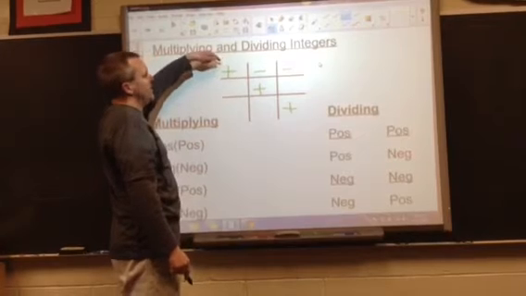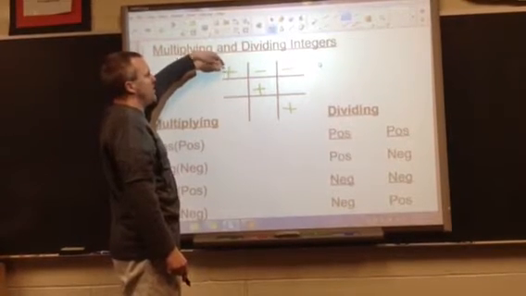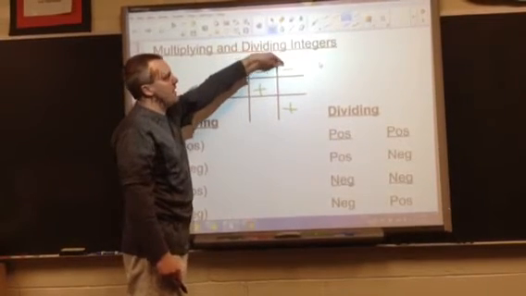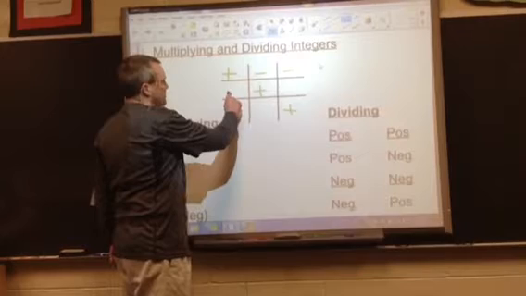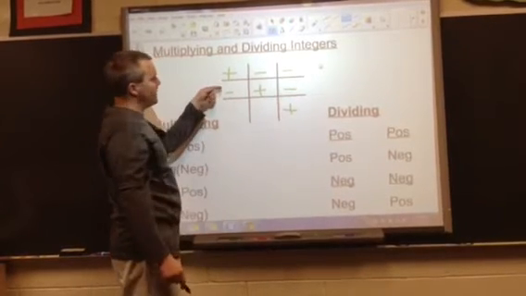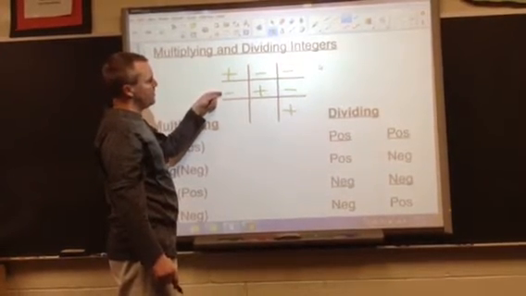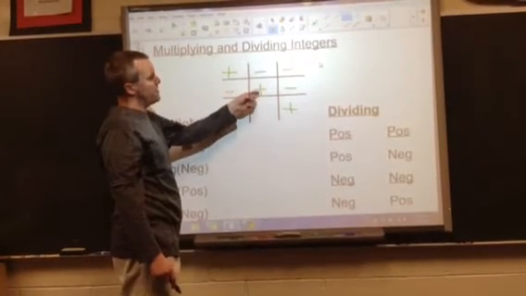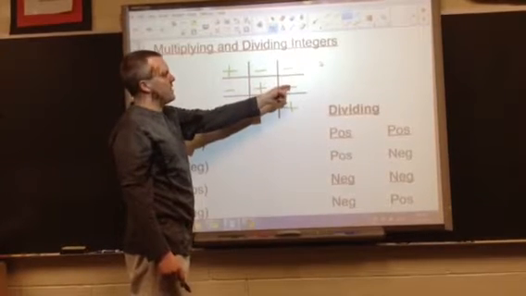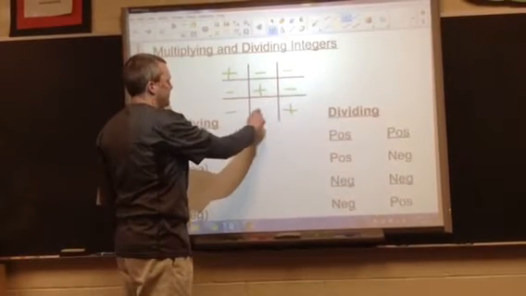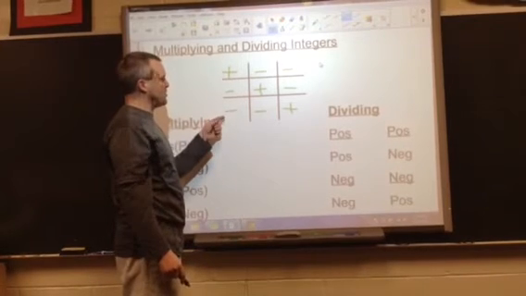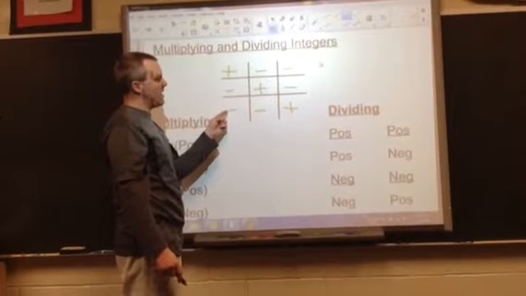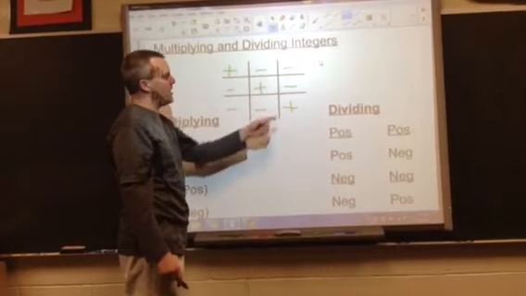The top line illustrates multiplying or dividing a positive number with a negative number and shows you that the answer is negative. The middle line shows you that a negative number multiplied to or divided by a positive number gives you a negative answer. The bottom line shows you that multiplying two negative numbers or dividing two negative numbers gives you a positive answer.